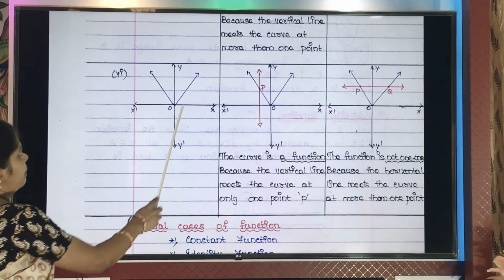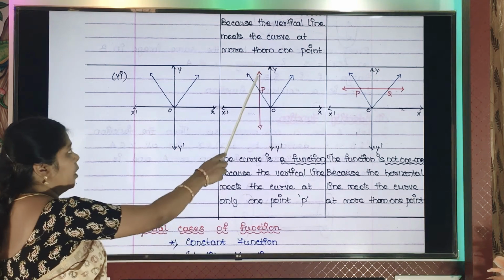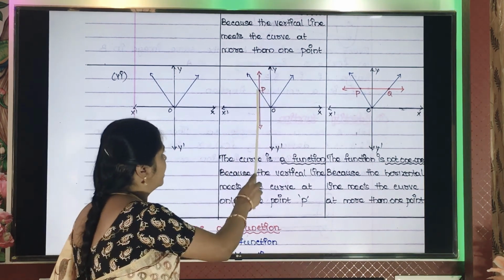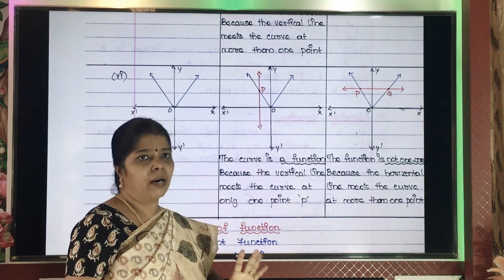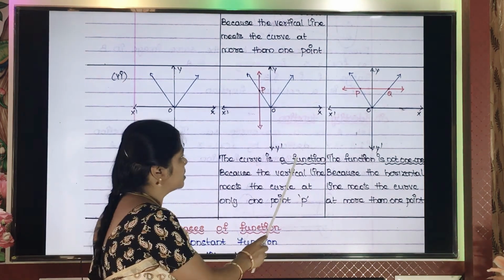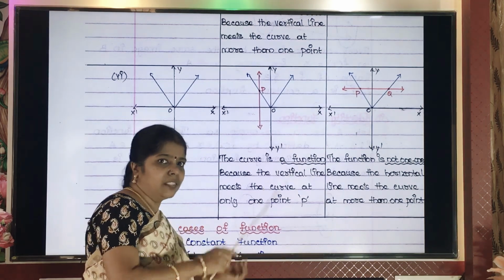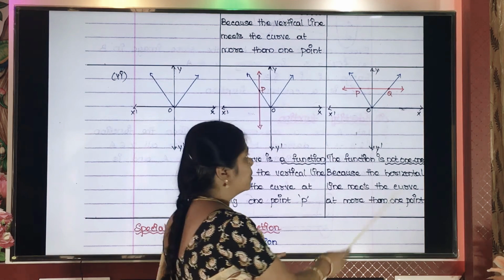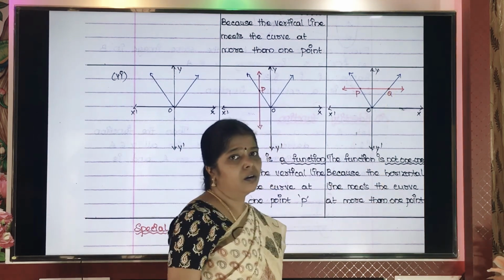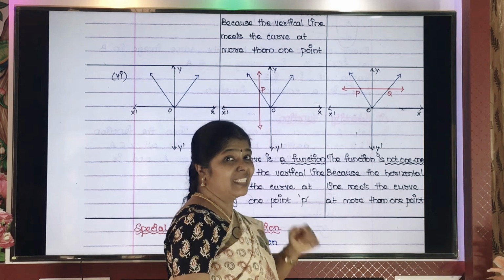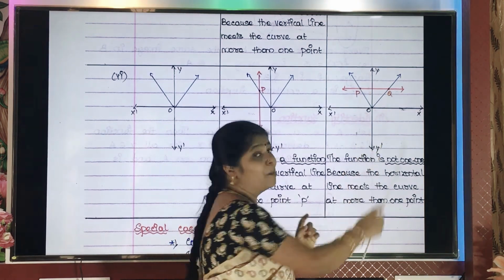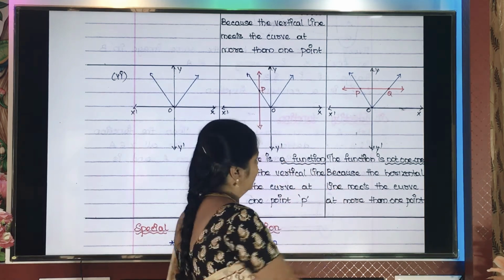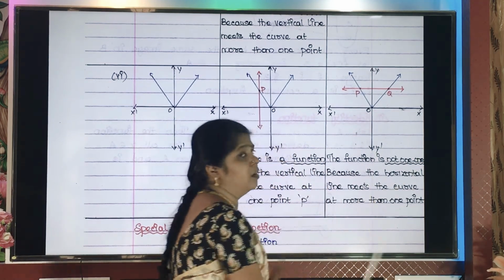Now there is a V-shaped curve over here. Draw a vertical line. This vertical line is meeting the curve at only one place. Very good. So this is a function. If this is a function, then I need to check whether this is one-to-one or not. So what I will do? I will draw a horizontal line. But in how many places is this horizontal line touching? Two places. This is a function, but this is not a one-to-one function.